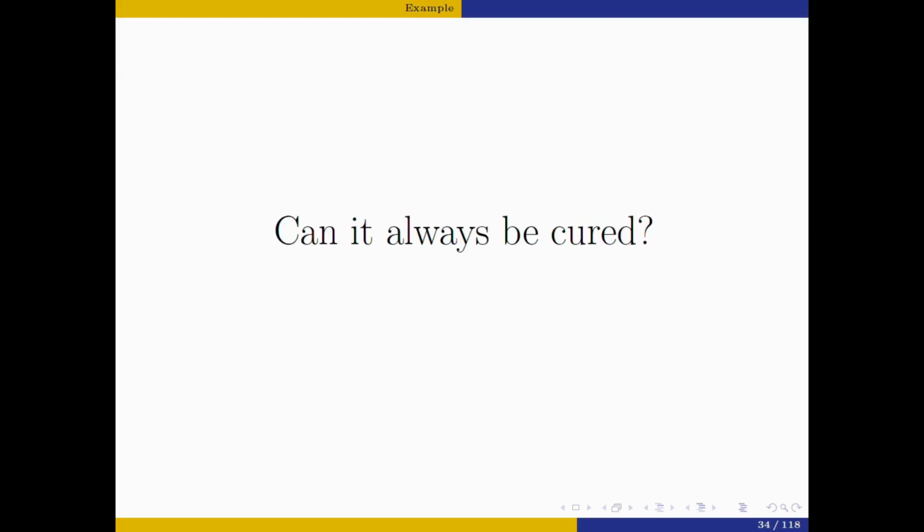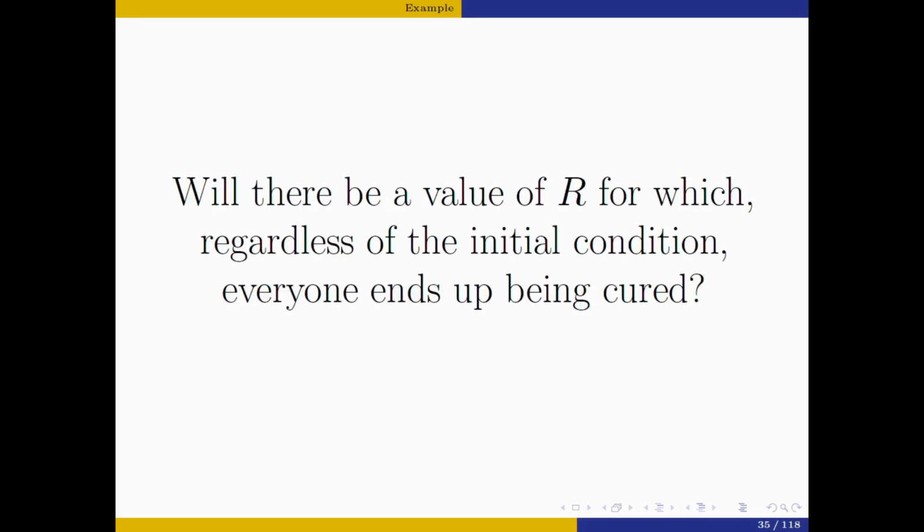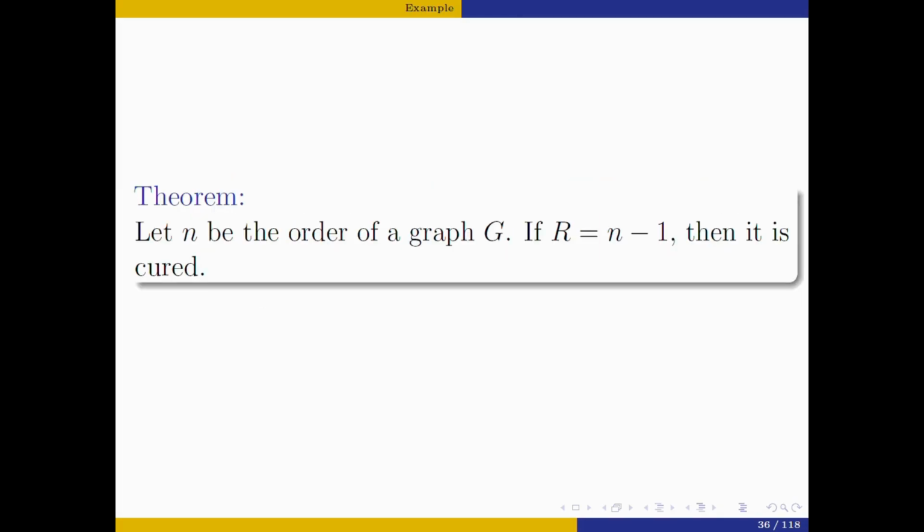So we can ask ourselves if this behavior always happens. That is, can it always be cured? Or does a value of R exist for which, no matter the initial condition, it will always be cured? Let's look at Mankiewicz's theorem, which says: let n be the order of a graph G. If R is equal to n minus 1, then the disease is cured.